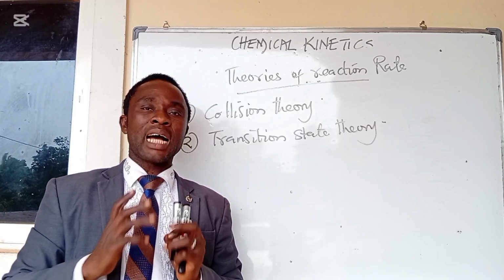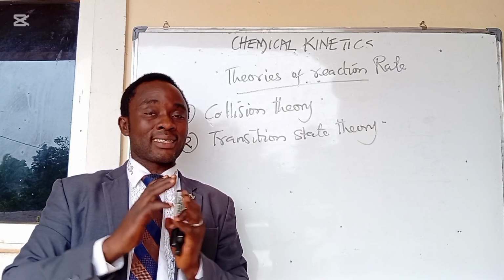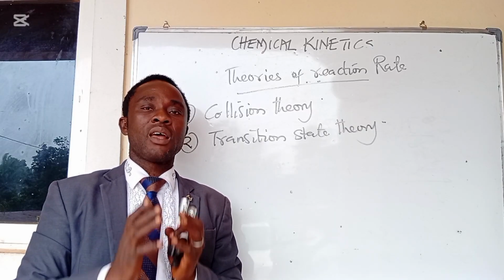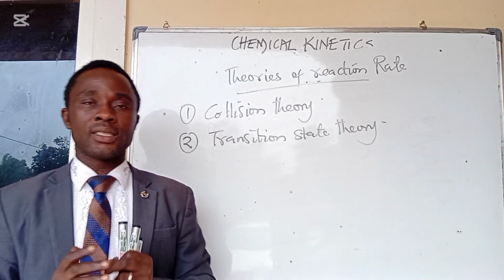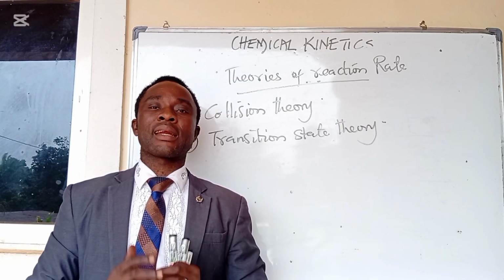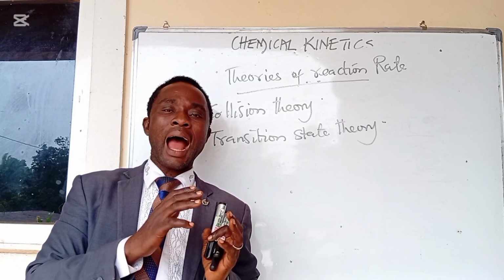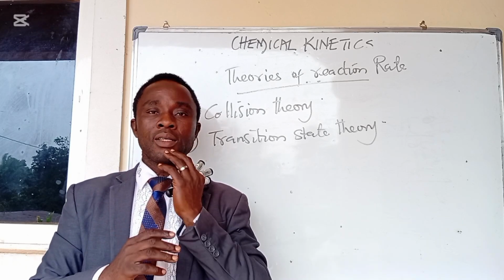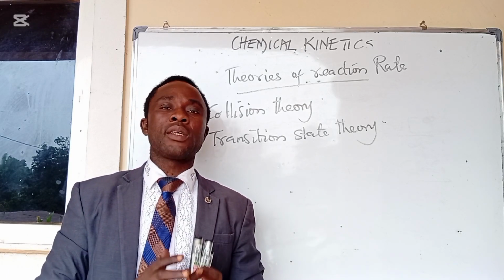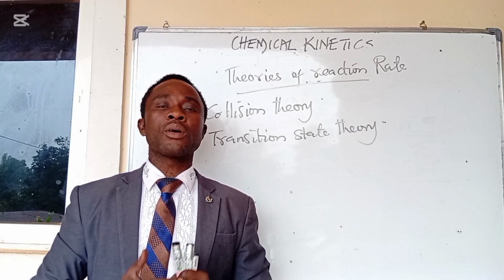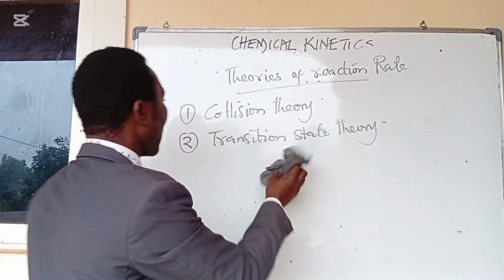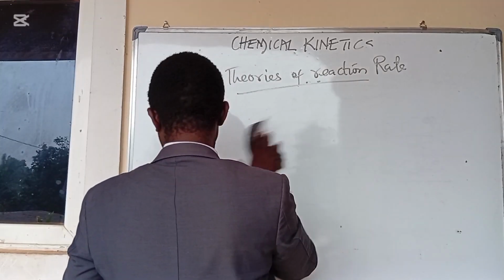take place. That high energy state is transient. It is very short. A short high energy state that must be attained by the reactant particles before a chemical reaction can take place. This short high energy state is what we call the transition state. If you don't call it transition state, it can also be called activated complex. Now, this is what we mean by this.